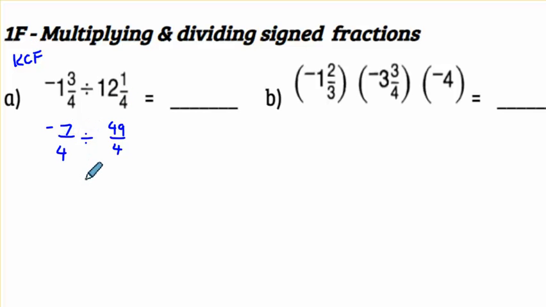And so now that we've taken care of that step, we keep the first one just as it is, change the division to multiplication. So we wind up with -7/4 times, and then we flip this last fraction. So we have 4 on the top and 49 on the bottom.